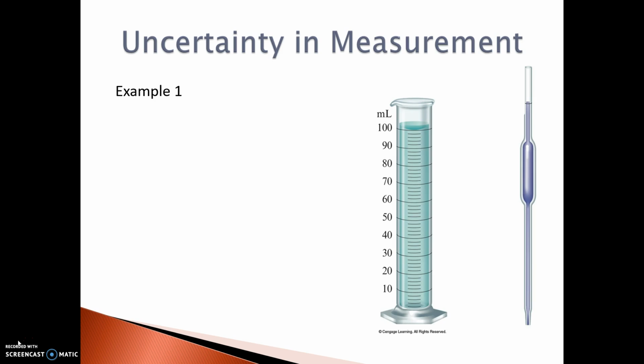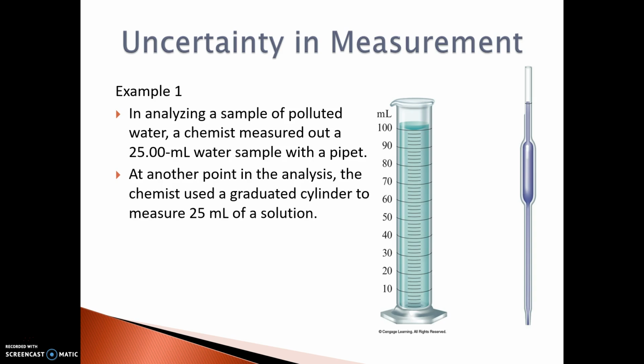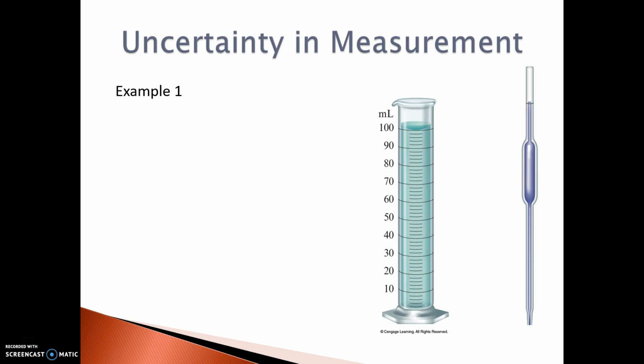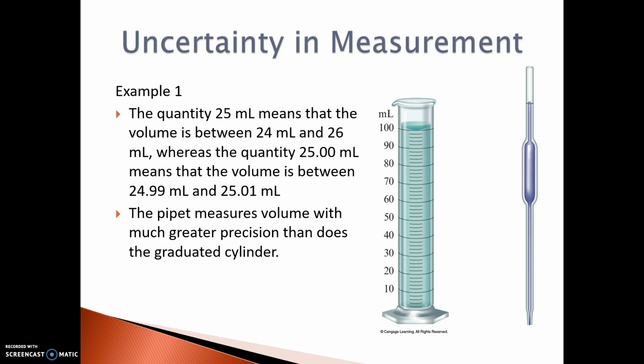So let's look at an example using 2 different tools. A person was analyzing a sample of polluted water and measured out 25.00 milliliters of the water in the pipette on the right. At another point during the analysis, the chemist used the graduated cylinder to measure 25 milliliters of the solution. What is the difference between these 2 measurements? Even though the 2 volume measurements appear to be equal, they actually convey very different information. The quantity 25 milliliters, which was measured in the graduated cylinder, means the volume is somewhere between 24 and 26, whereas 25.00 means the volume is somewhere between 24.99 and 25.01. This means that the pipette measures volume with a greater precision and less uncertainty than the graduated cylinder.